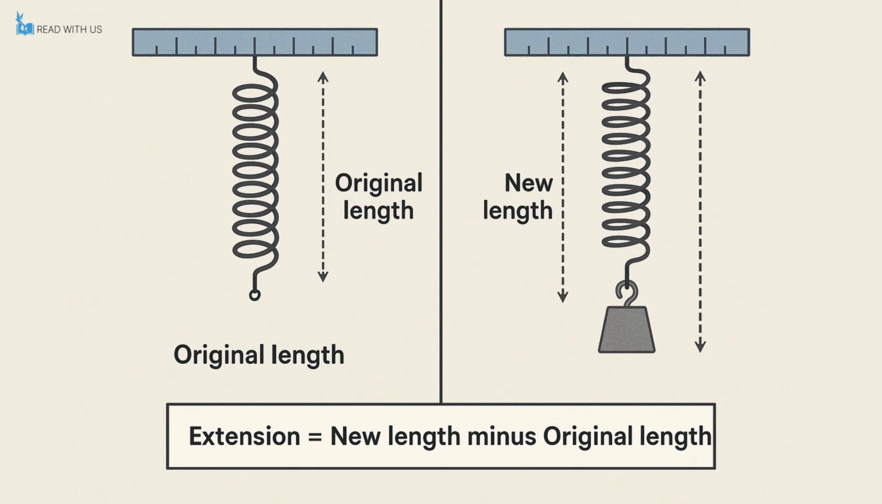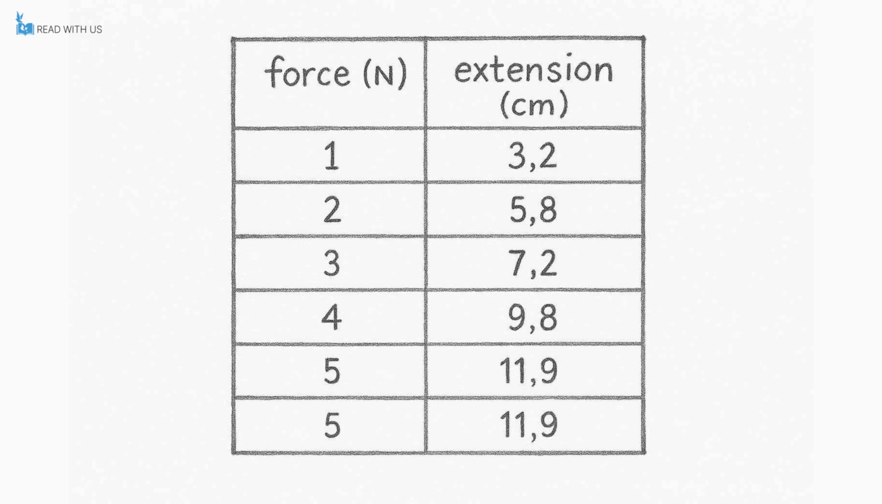We measure the original length of the spring before any force is added. Then we add a small weight and measure the new length. The difference between the original length and the new length is the extension. We keep adding weights one at a time and measure the extension each time. As the force increases, the extension increases as well.